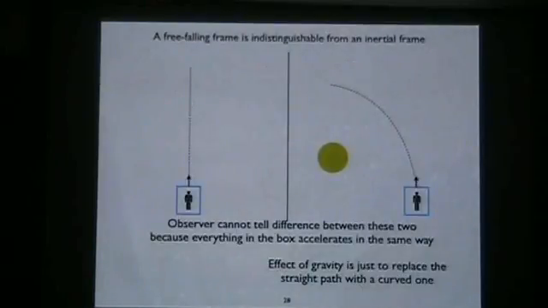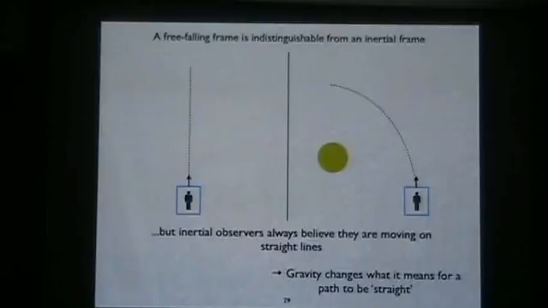A free-falling reference frame, somebody free-falling in a gravitational field, is indistinguishable from an inertial reference frame, which is, again, the statement that this guy and this guy can't tell the difference between each other. This guy can't tell if he's moving in a straight line, or if there's a sun here and he's moving in a curved line. No experiment he does can tell the difference between the two. So, since this guy doesn't feel gravity at all, he's not sensitive to the fact that he's in a gravitational field at all, the only effect of the sun being here is just to change the path that he takes. It doesn't change anything that he feels, any experiment he performs in his box, it just changes the path that he follows. So the effect of gravity is just to replace a straight line path with a curved path. That's all. It doesn't do anything else.